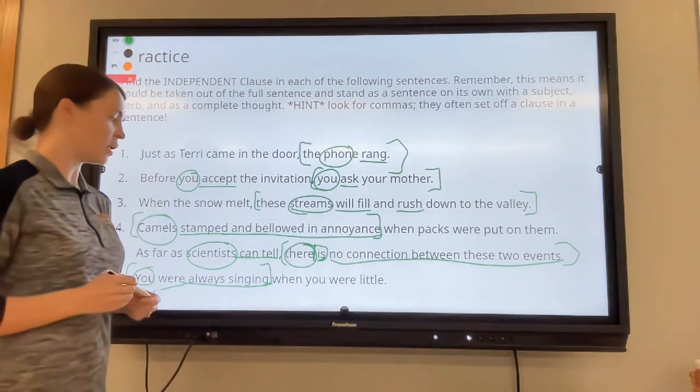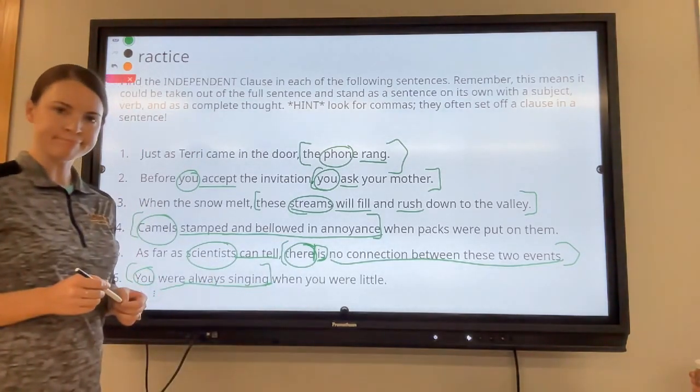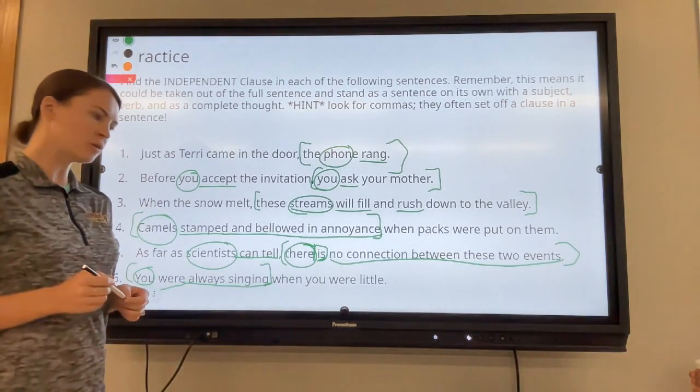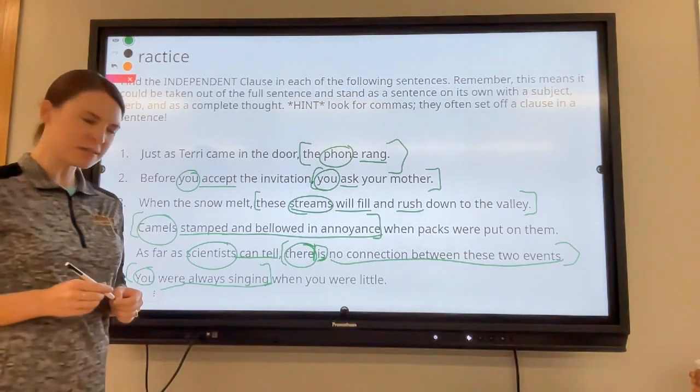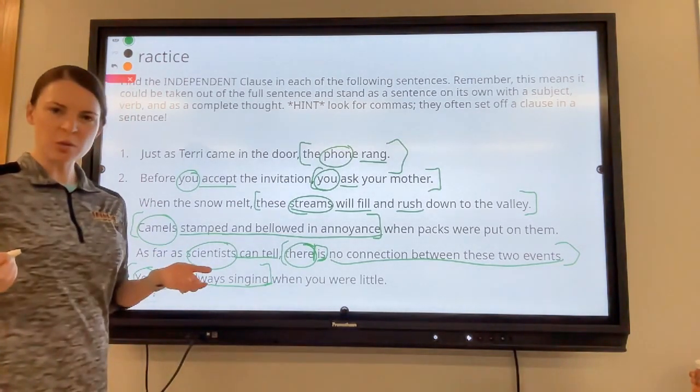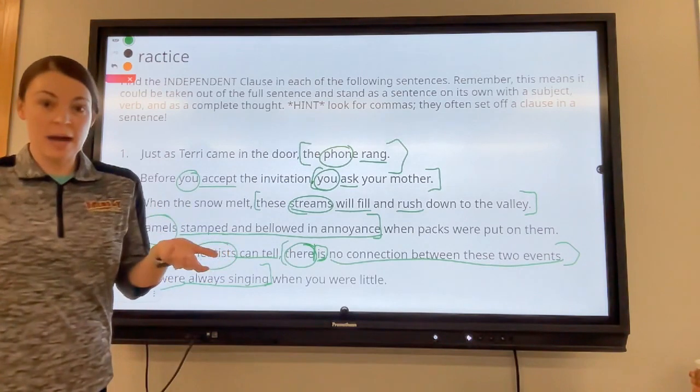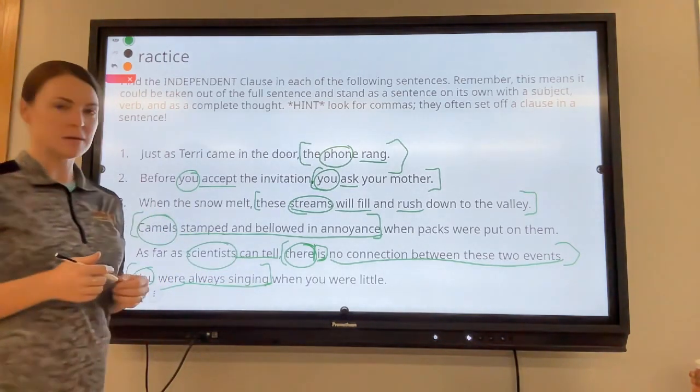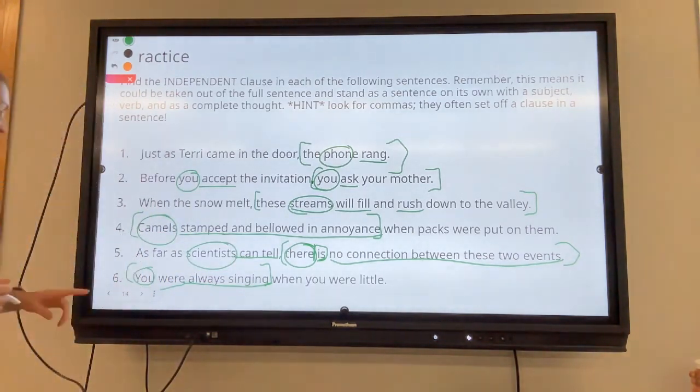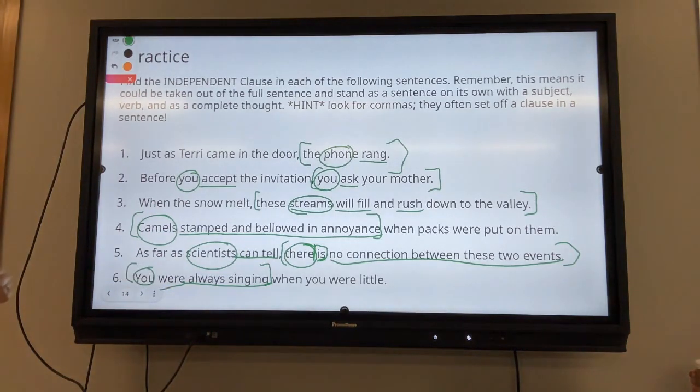Take a look at the second half of the sentence. When you were little. When you were little, can that stand alone as a sentence? No. When you were little, what? What happened, right? That's missing a complete thought. In this case, the first half of the sentence is the independent clause.